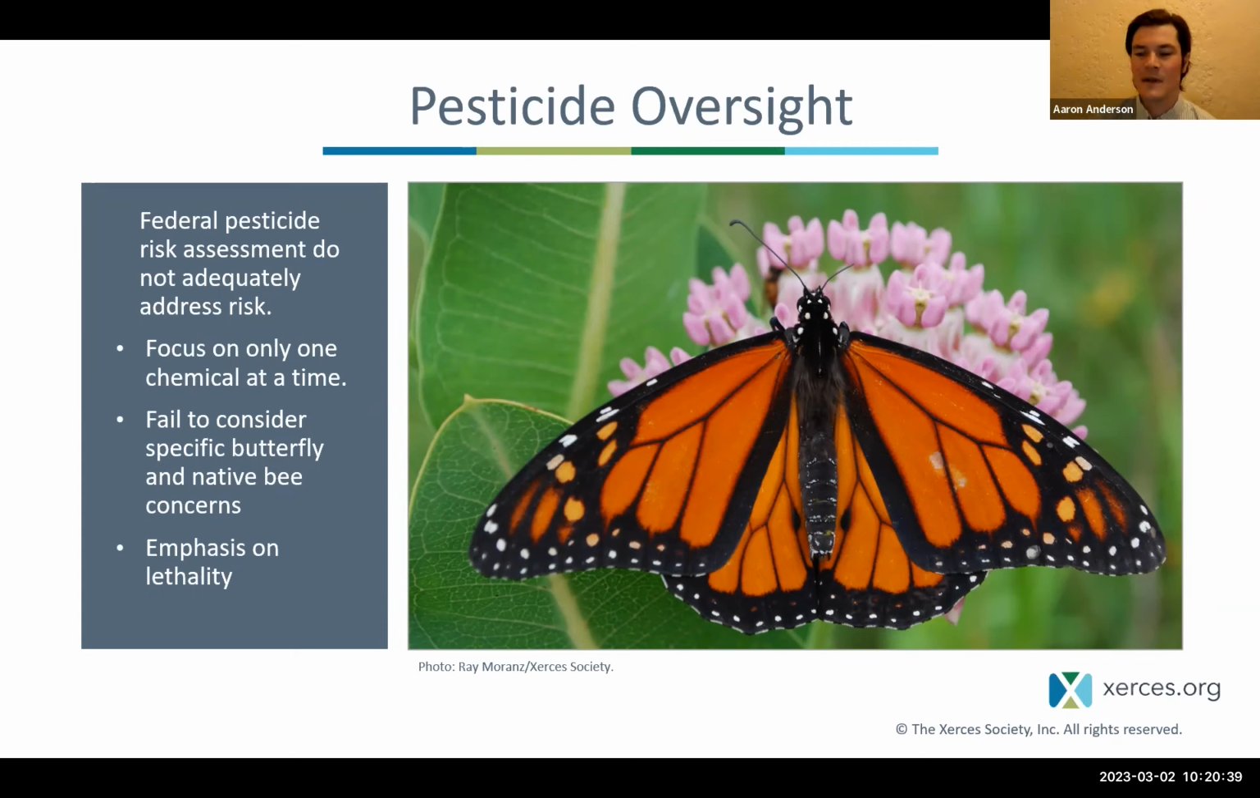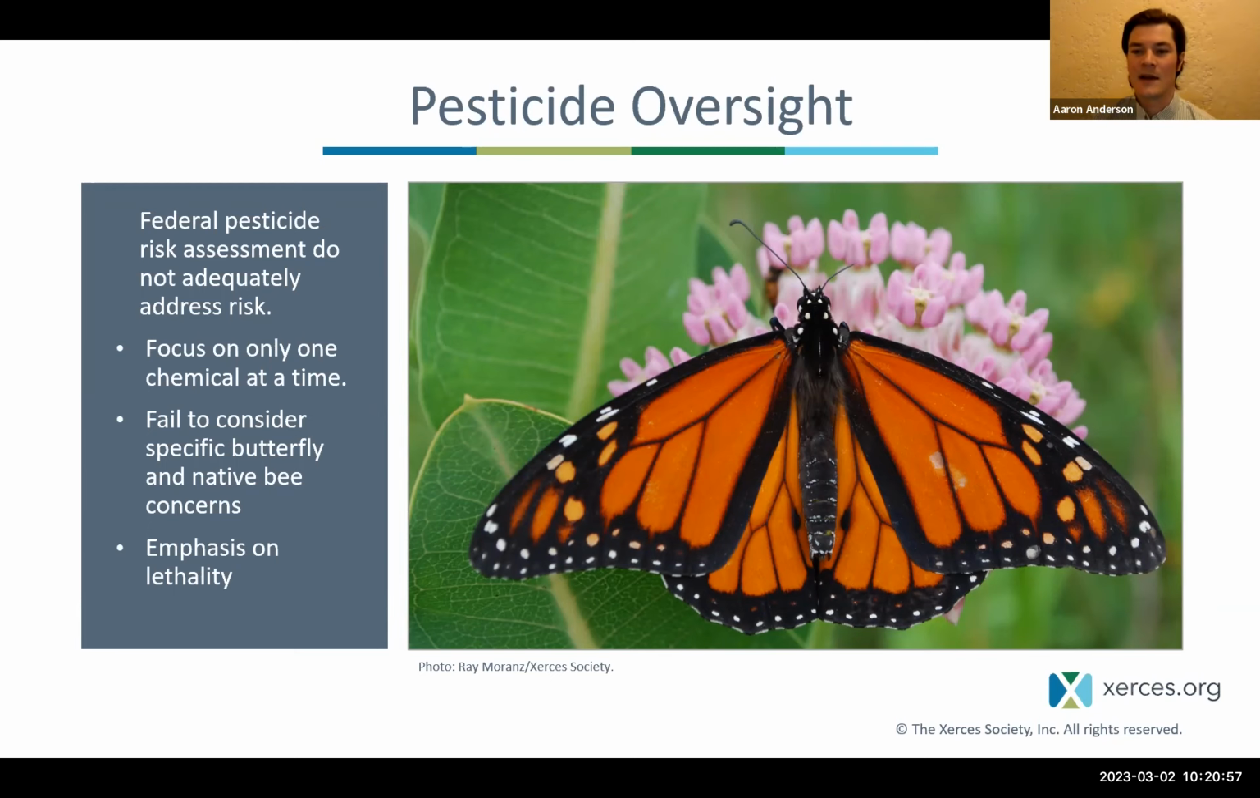The assessments also don't consider specific risks to native bees and butterflies. For example, contaminated soil for ground nesting bees isn't considered, even though independent research has shown harm, or what this exposure does to the immature stages of insects instead of adults.